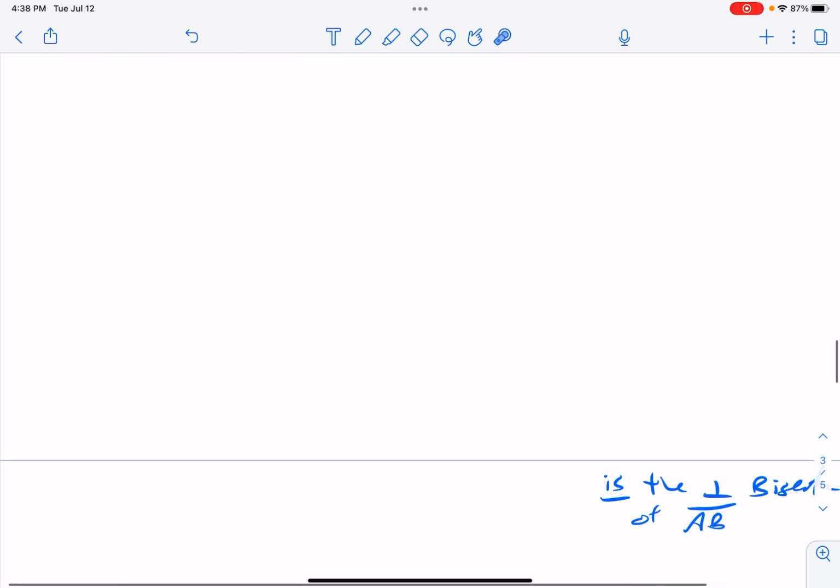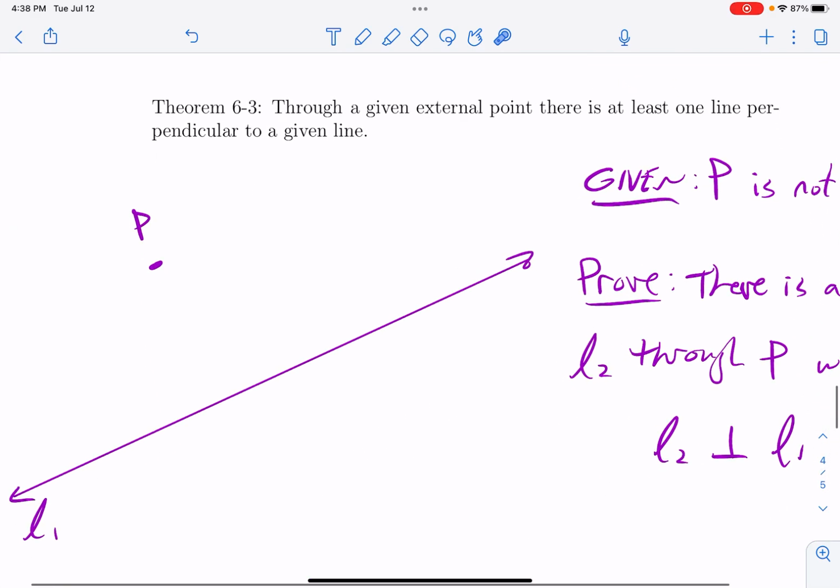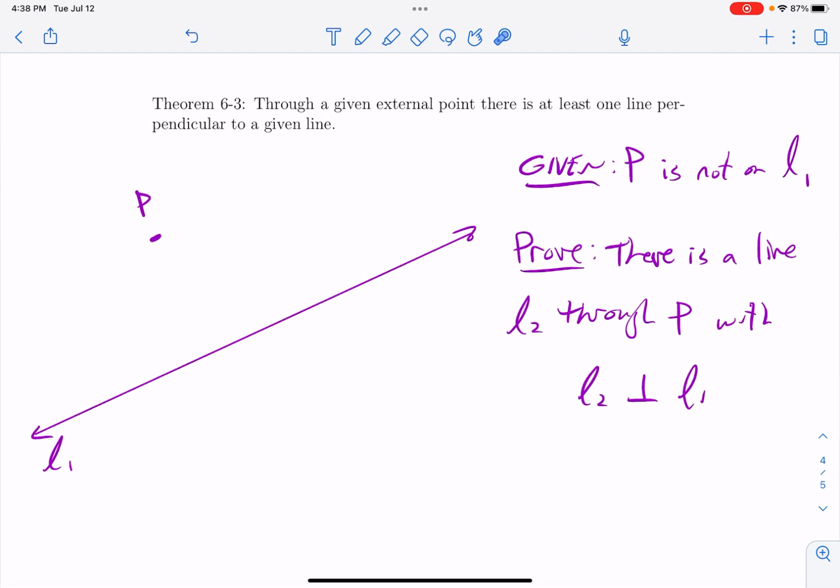Now, we've got another theorem here, theorem 6.3. And this one, if you draw a picture, should feel very obvious, but we want to prove it. So through a given external point, there is at least one line perpendicular to a given line. So here's our setup. I've got this line L1. I've got this point P.